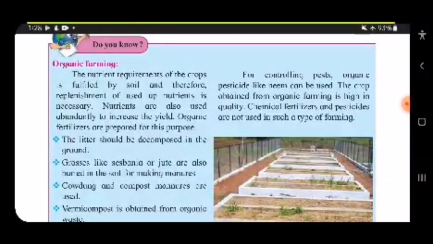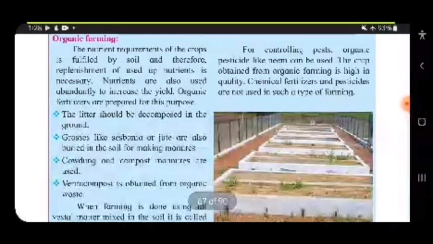Now, in organic farming, the nutrients required by the crops are fulfilled by the soil, and therefore, what is organic farming? It uses the waste which is left in a house, that is vegetable and fruit waste. When you mix that in the soil, it gets rich and that becomes organic. Nutrients are also used abundantly to increase the yield. Organic fertilizers are prepared for this purpose. So people make organic fertilizers.